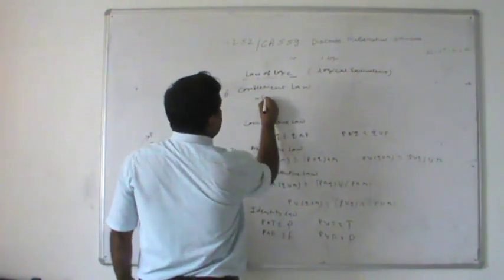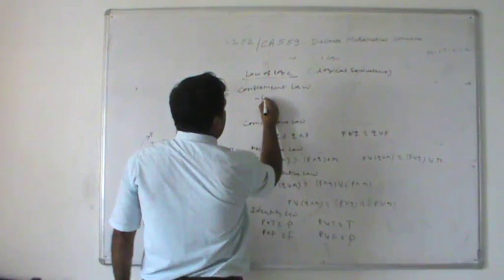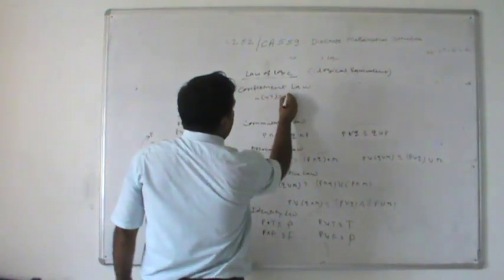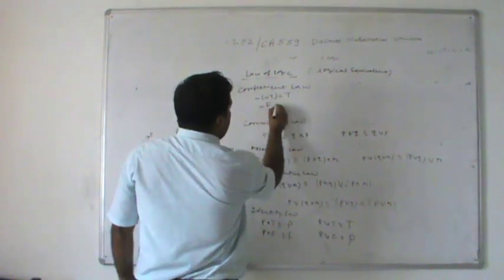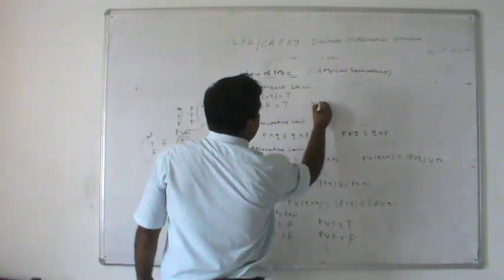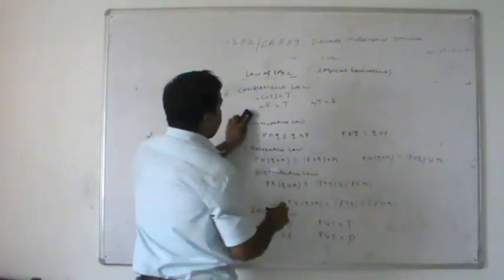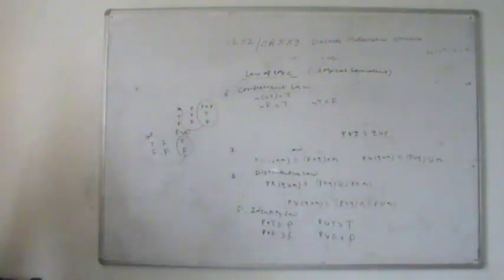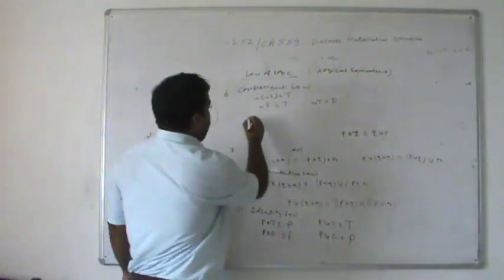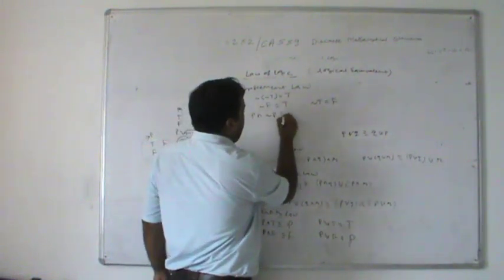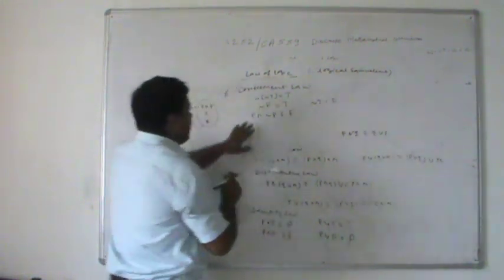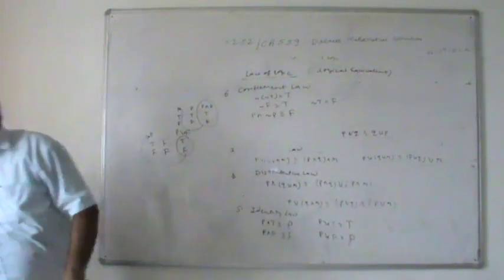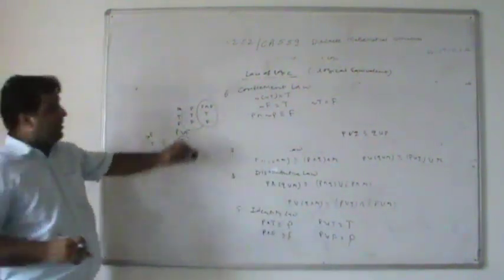Complement law says negation of T is equal to F, negation of F is equal to T. So these are the complement laws, and P and negation P is equal to F. You can also generate the same formula with the help of this.